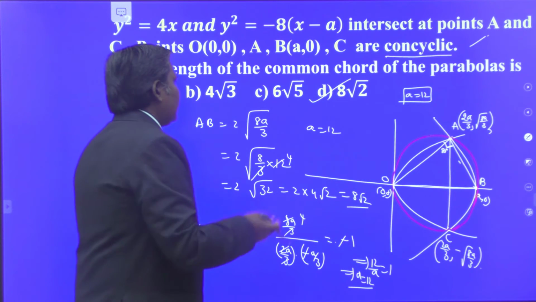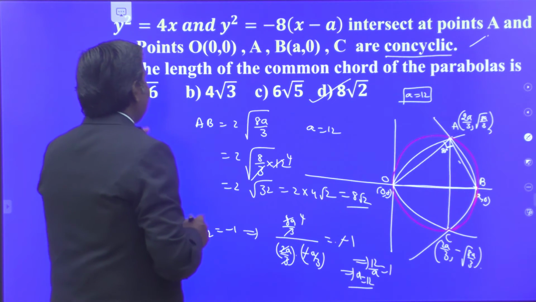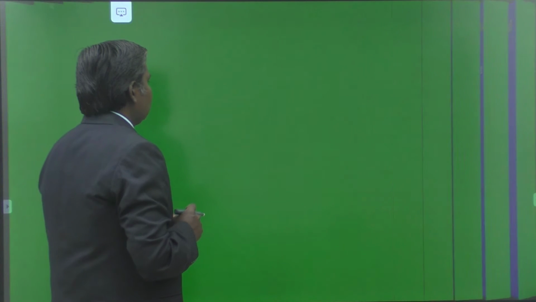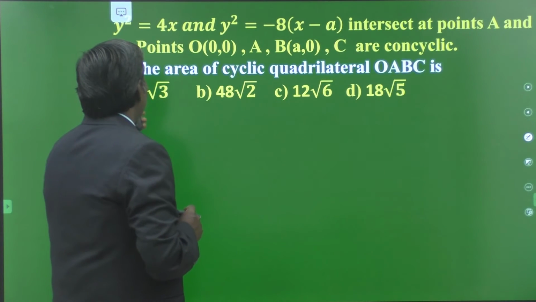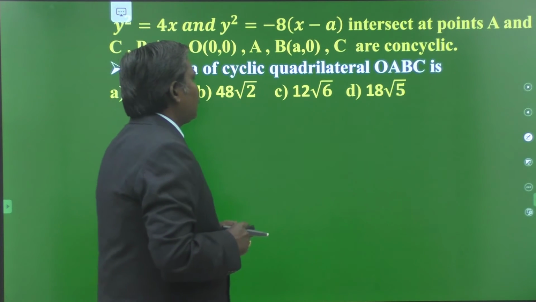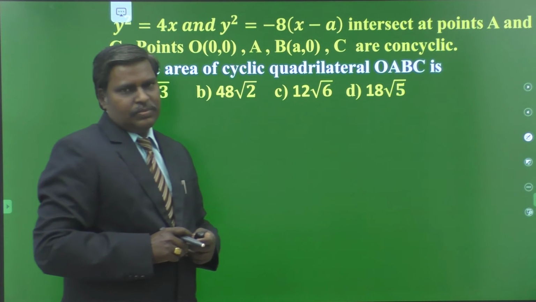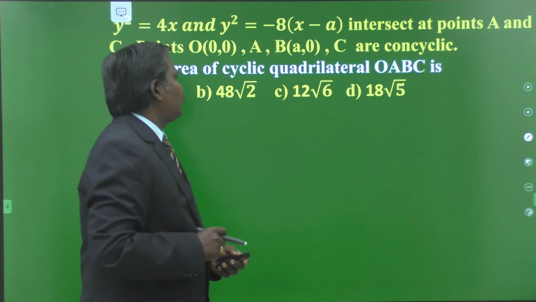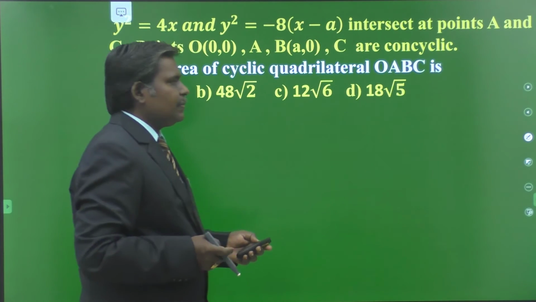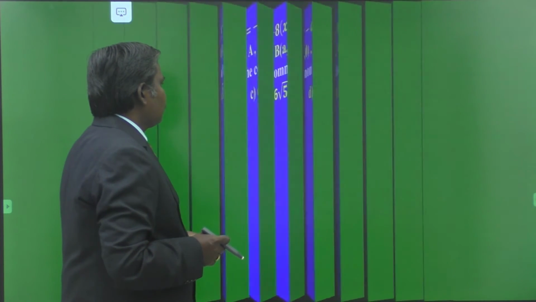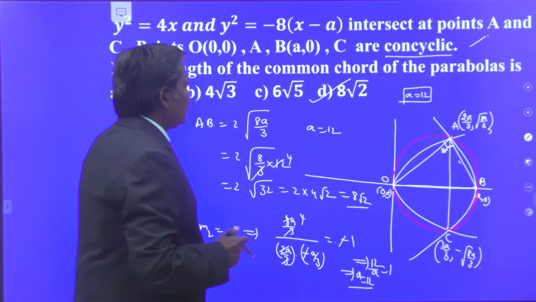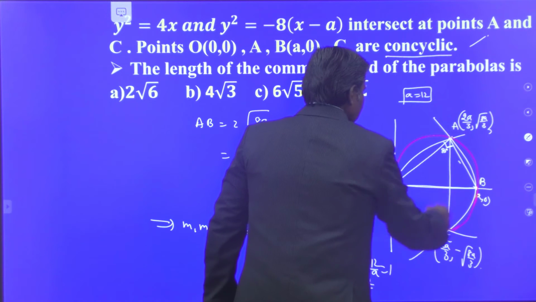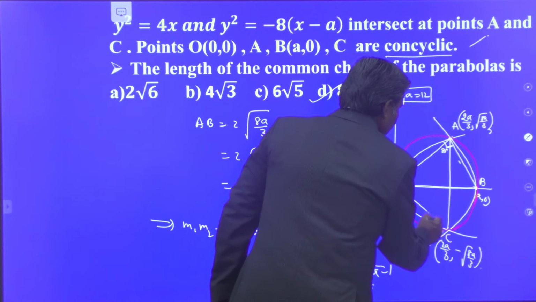Okay. And let us move to the next question related to the same paragraph. What is that? The area of the cyclic quadrilateral OABC is what? So this is the same paragraph. The question is: area of the quadrilateral OABC. What is OABC? This is OABC. You have to find out the area of this quadrilateral.